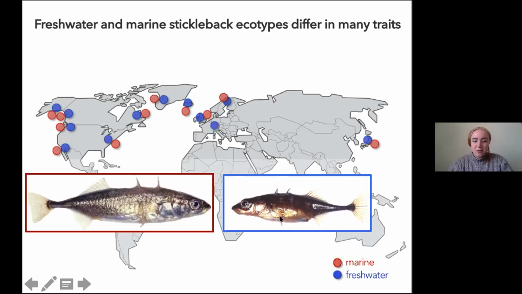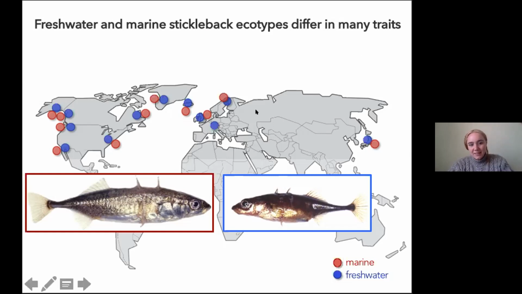But they don't only differ in morphology, they also differ in physiology and in behavior. And I also want to point out that the sea and the freshwater lakes are very different environments, not only salinity, but also temperature changes over the year, predators, the food is different, there are different parasites. So they are basically two entirely different environments.